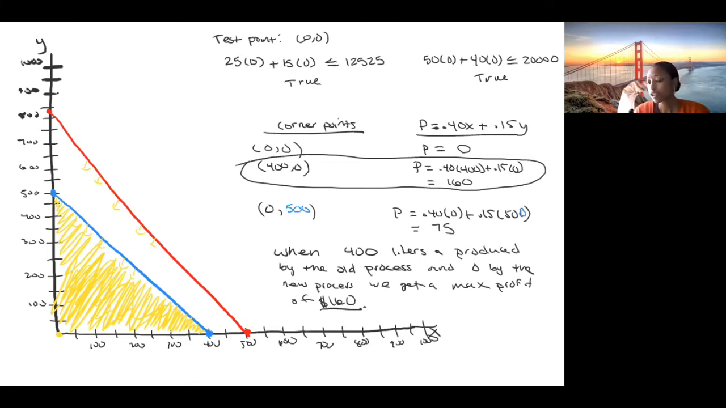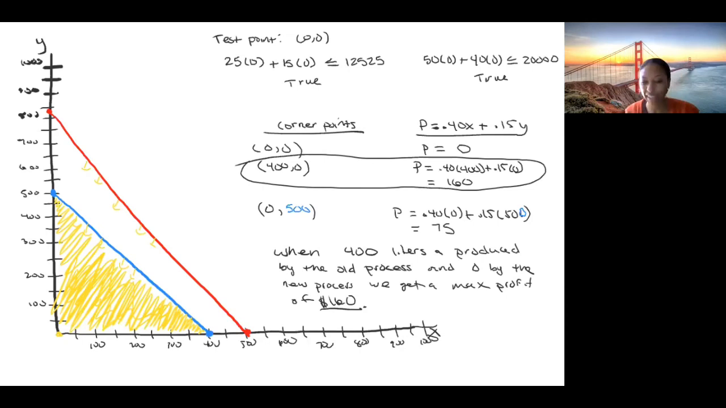So basically this is saying, even though there's a new process that will produce less pollution, it will be better for the company to just produce fewer liters of the chemical and just stick to their old process instead of trying to make some with the new process and some with the old process.